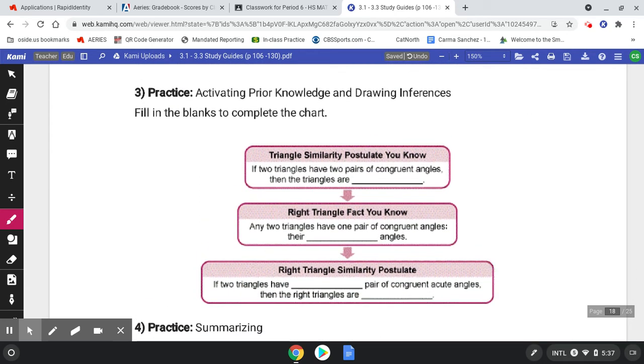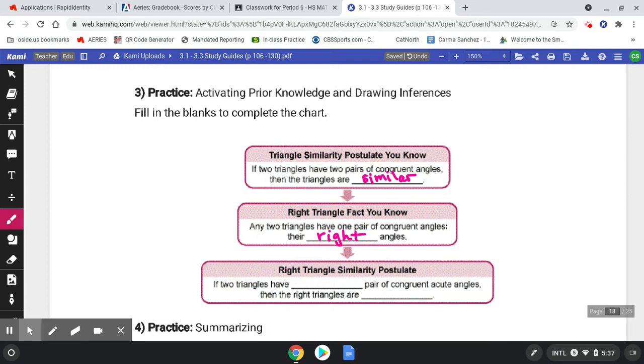Okay, let's go fill out these little charts here. Triangle similarity postulate. We know if 2 triangles have 2 pairs of congruent angles, then the triangles are similar. Right? 2 pairs of congruent angles, at least 2. But a right triangle fact that we know is that any 2 right triangles have 1 pair of congruent angles. They're right angles.